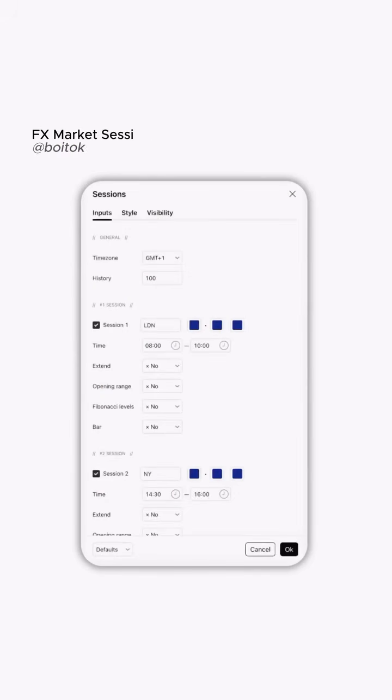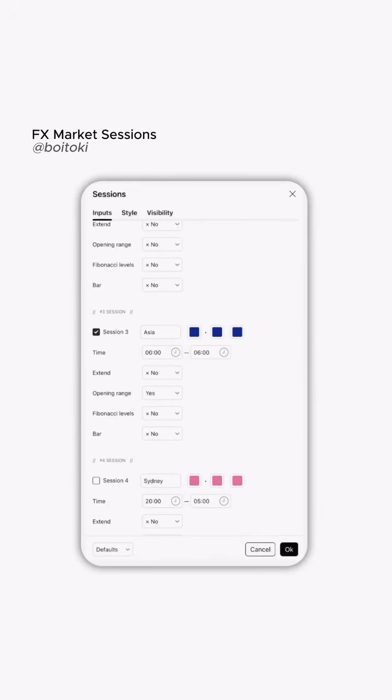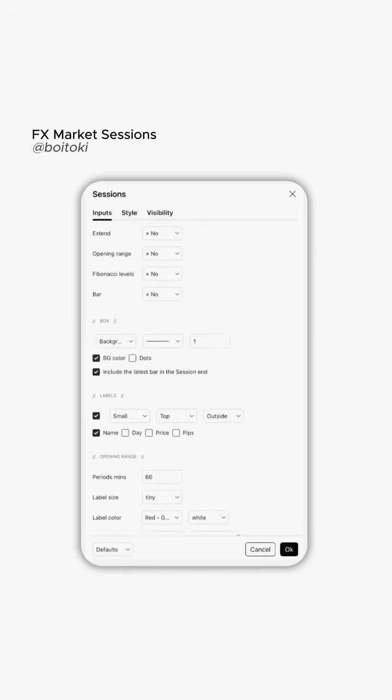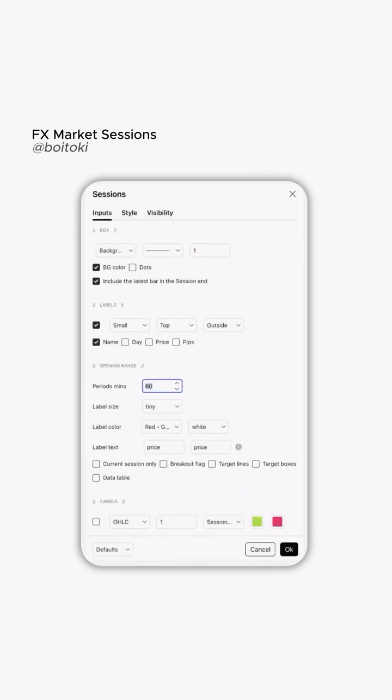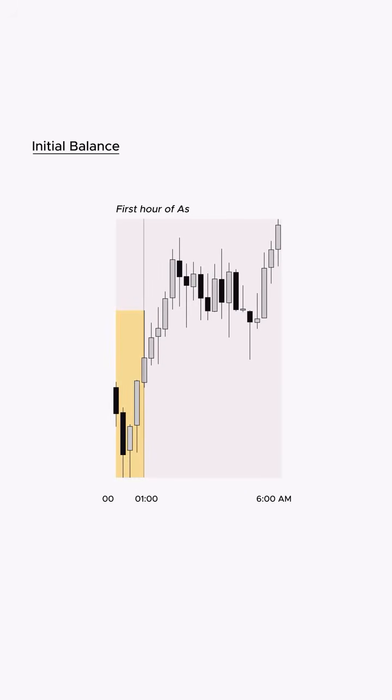So the first thing you need to do is to download the sessions indicator. This one's called FX Market Sessions. Once you've downloaded the indicator, open up the settings and input your Asia session, which is from midnight till 6 a.m. That's in British Standard Time. Turn on opening range, then scroll down to the range settings and make sure it's set to 60. Click OK, and then the indicator shows the first hour of the Asia session, which is the initial balance.